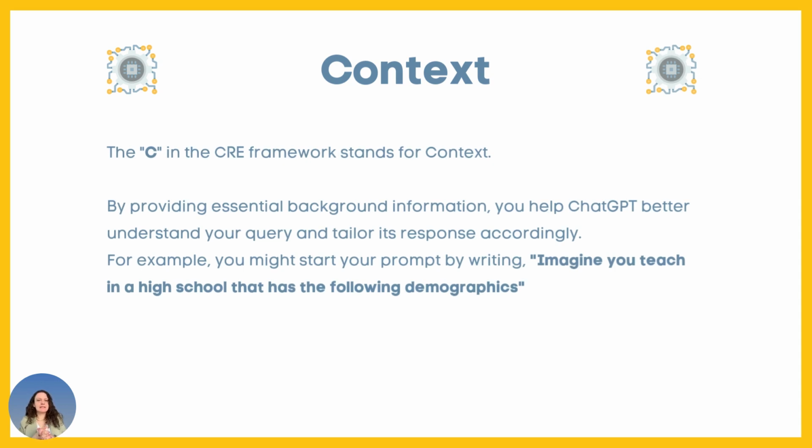C stands for context. You should always provide essential background information. For example, you might say, imagine you teach in a high school with the following demographics. You can add the age, level of the students, number of the students in the classroom, the time slots, etc. This gives the AI a clear picture of the setting.